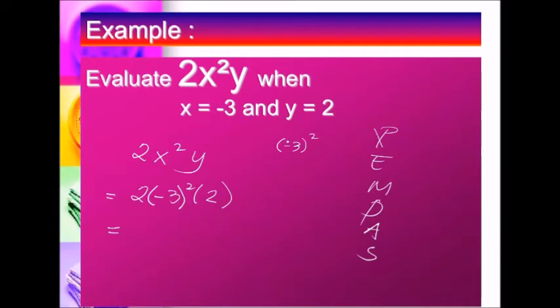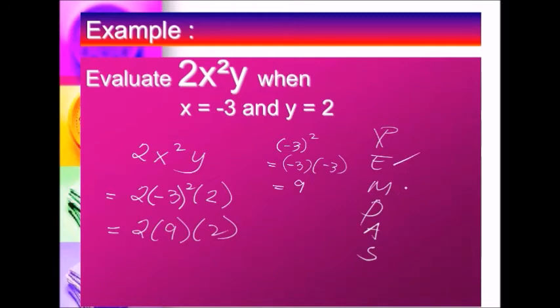So, ibig sabihin, negative 3 squared is equal to negative 3 times negative 3. Hindi siya negative 3 times 3. So, negative 3 times negative 3, and negative times negative is positive. Yan, positive 9 na siya. So, lagay ulit lang natin yun dun. So, 2 times 9. Bring down lang natin yung dalawang hindi natin ginamit, which is yung dalawang 2. So, okay na tayo sa exponent.